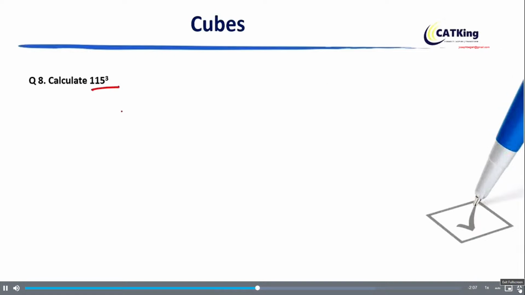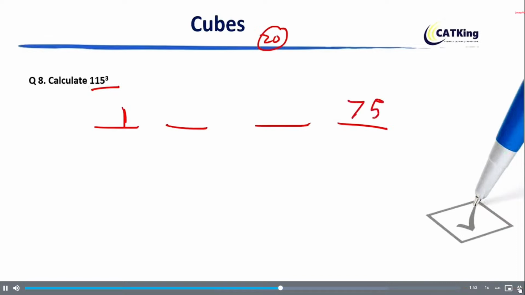Let's calculate 115 cube. Again, make 4 boxes. This is 1 cube, which is 1. What is 15 cube, guys? 15 cube is 3375. Learn cubes up till 20. 15 cube is 3375. And I can take only 2 digits per box, so it will be 75. 33 will get carried over to this box.